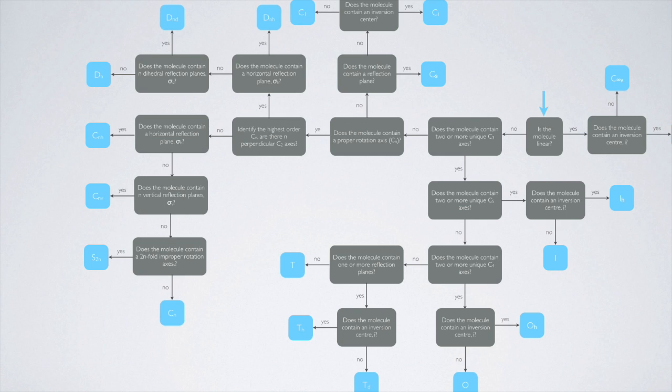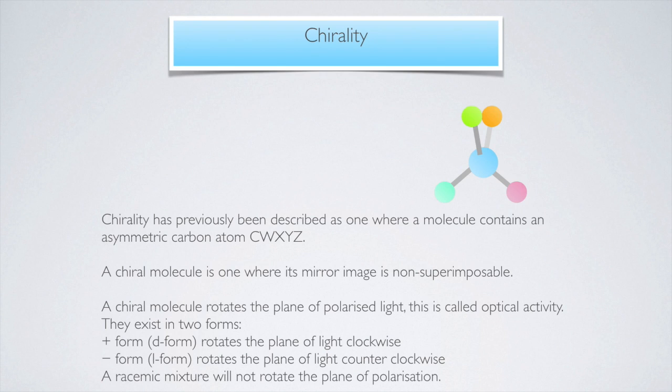So we have all these potential routes, and by using this method you can actually work out the point group for each molecule, and we'd like you to have a go at this during the rest of this lecture workshop. But just before we move on to that, I want to say a little bit more about a component of symmetry that's very important, and that's chirality.